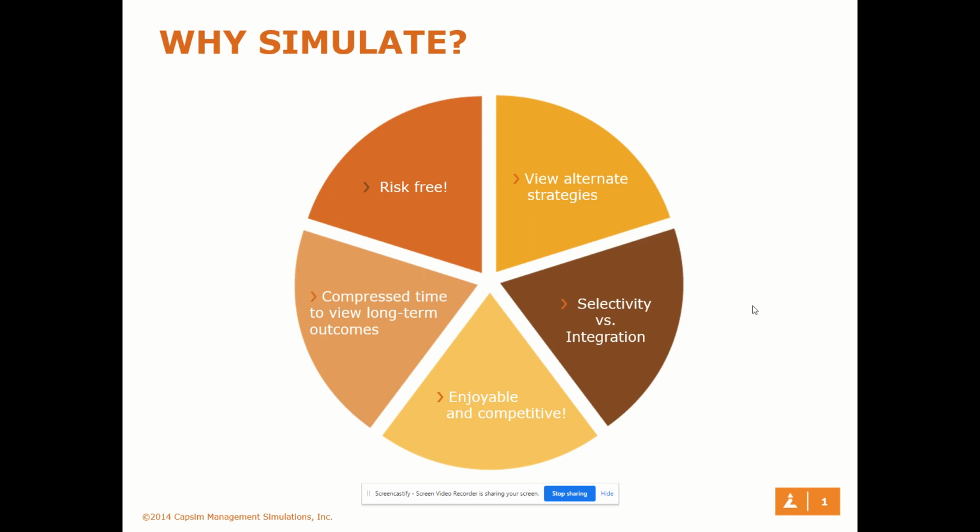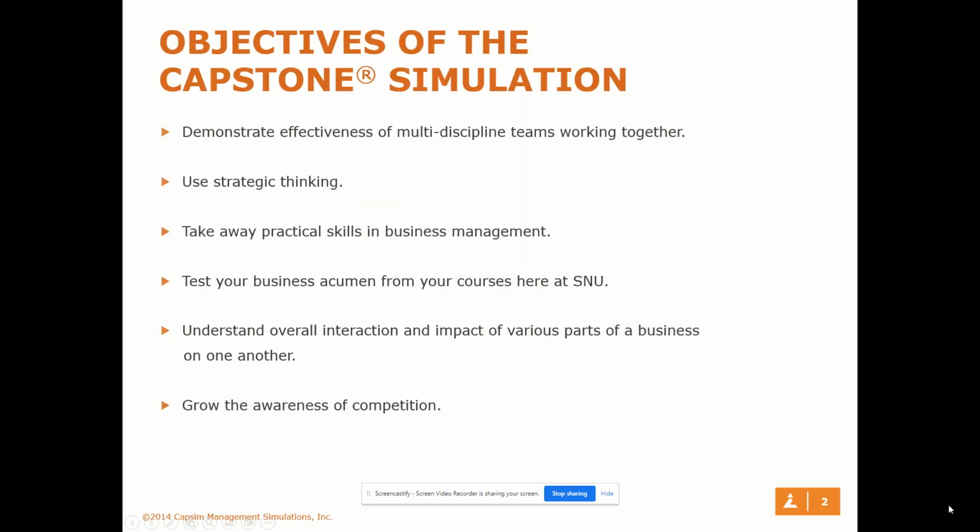We can look at different strategies. In the Capstone simulation, we're going to be looking at least six different strategies. We can be selective. We can integrate. It can be enjoyable. It's competitive, and we can compress time to view a long-term outcome. In fact, in our simulation, each round will be simulating a year.